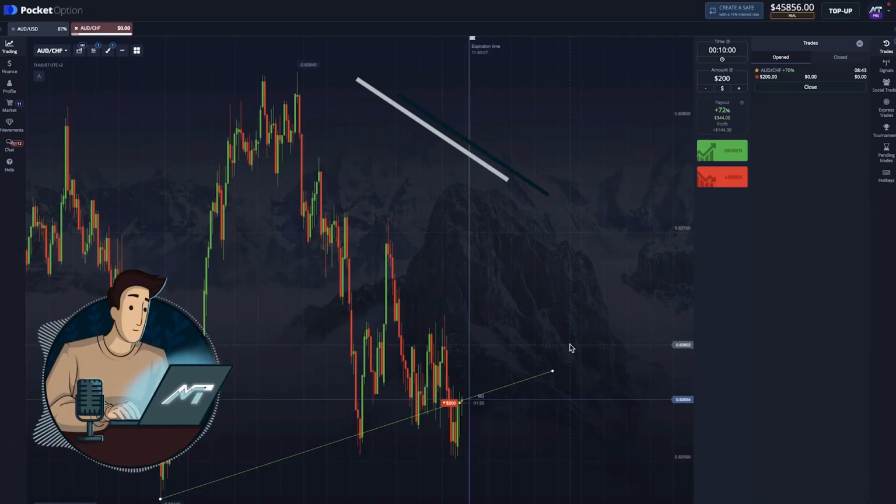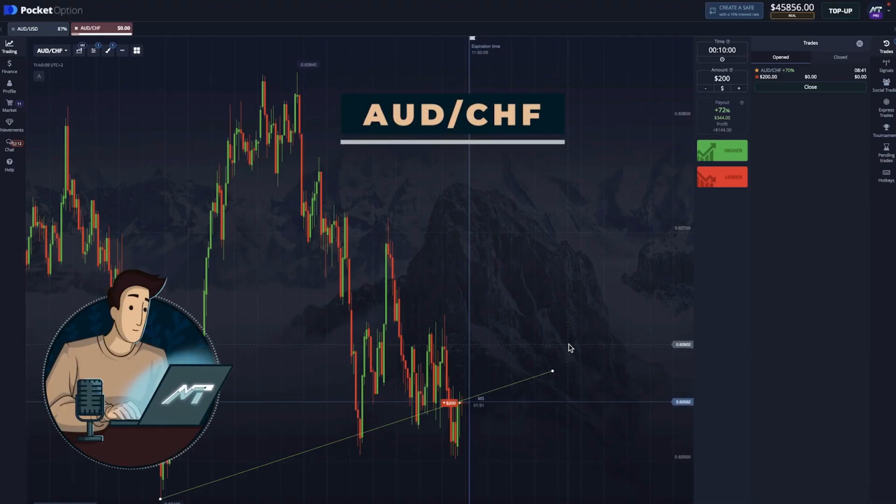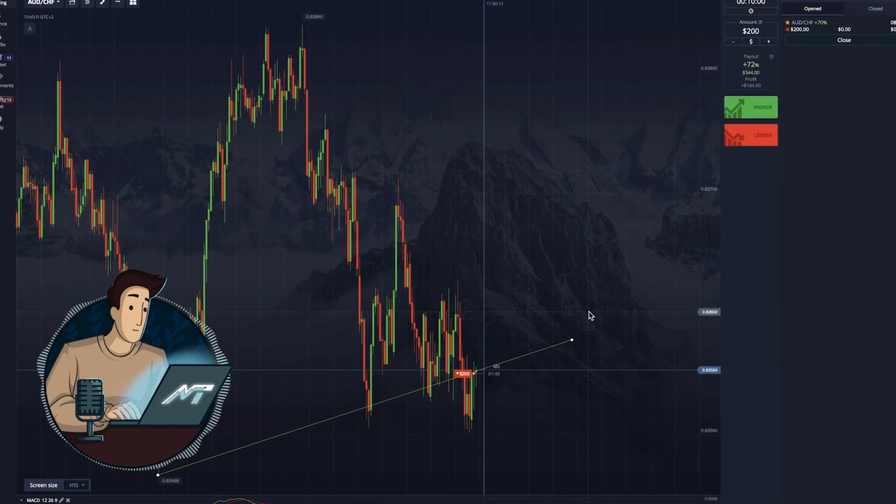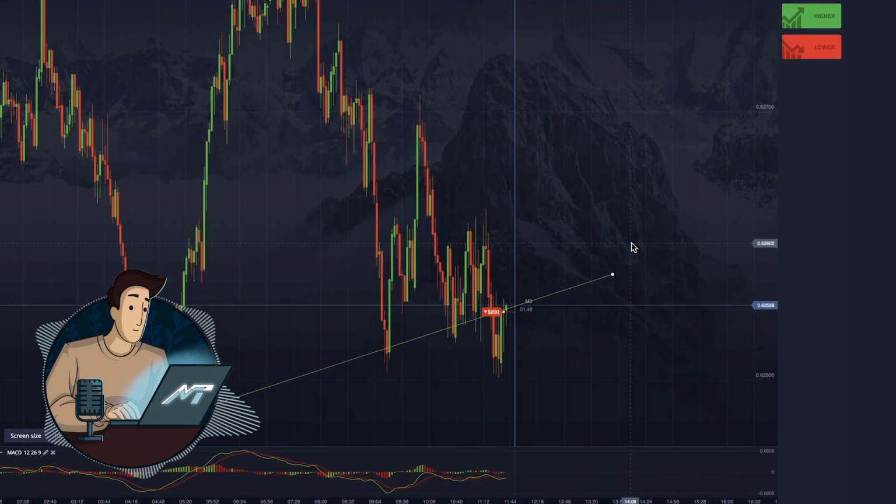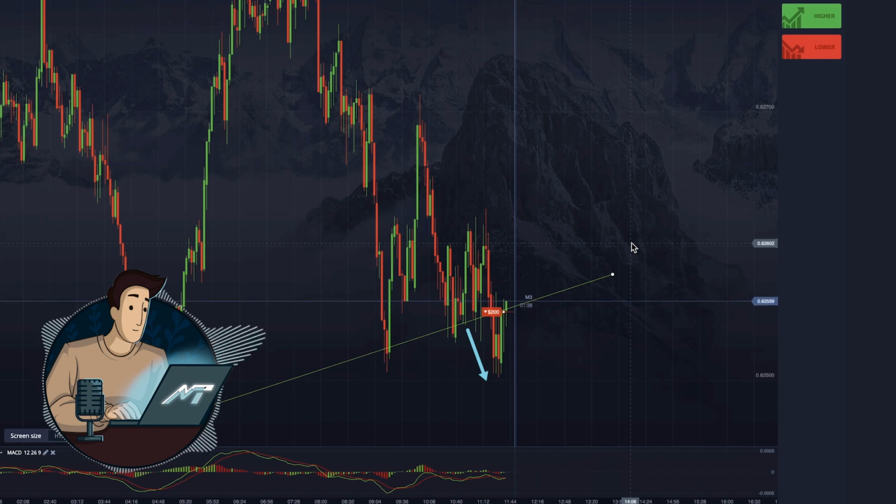For the next trade, we switch to AUD-CHF currency pair. Another downtrend here. The price got stuck at the trend line for a very long time, but at some point the bears managed to push through. After the price fell a bit further, it started consolidating up to the level where we expect the rebound to happen. And that's where we enter the market with a 10-minute put.